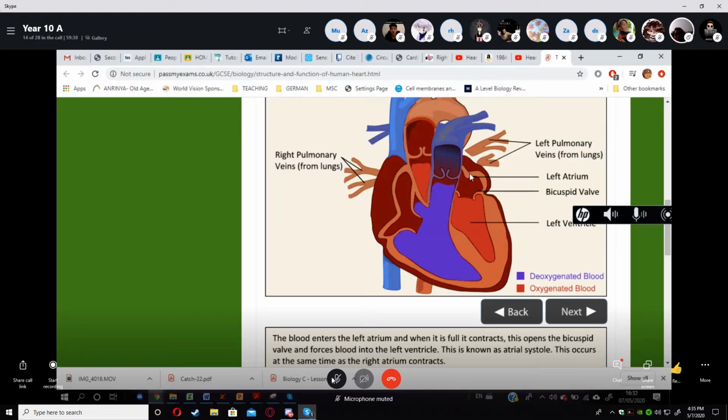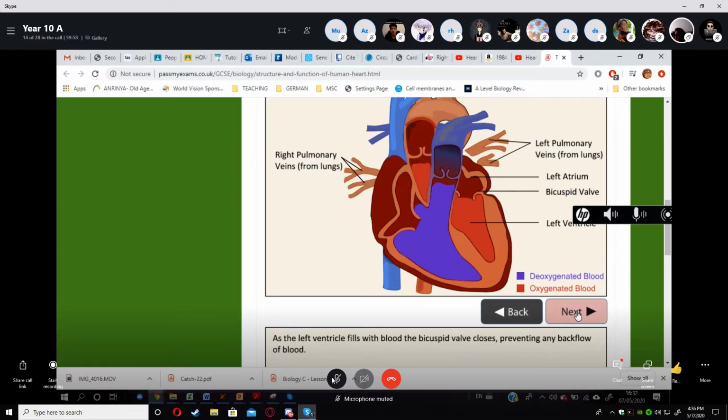Now blood enters the left atrium, and when it is full, it contracts. This opens the bicuspid valve and forces blood into the left ventricle. This is known as atrial systole. This occurs at the same time as the right atrium contracts. You should remember that. All this is happening simultaneously.